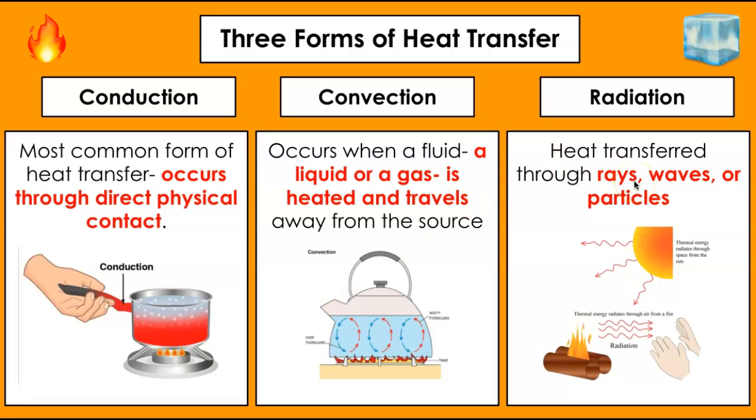Finally, the third form of heat transfer is radiation. This is when heat is transferred through rays, waves, or particles. The most obvious example of this being electromagnetic rays being emitted from the sun and radiating through space all the way down to Earth, transferring heat from the sun to our planet.